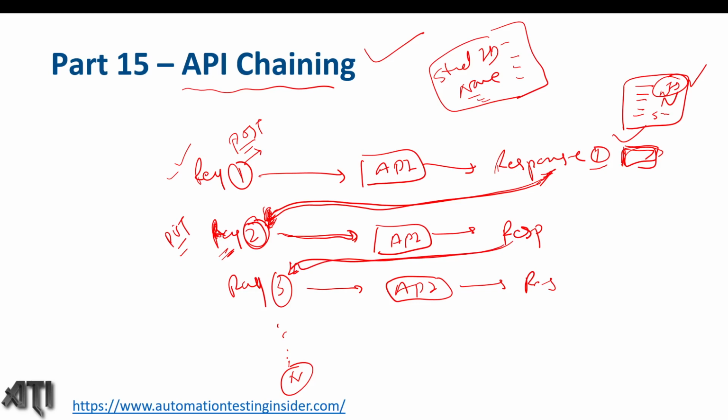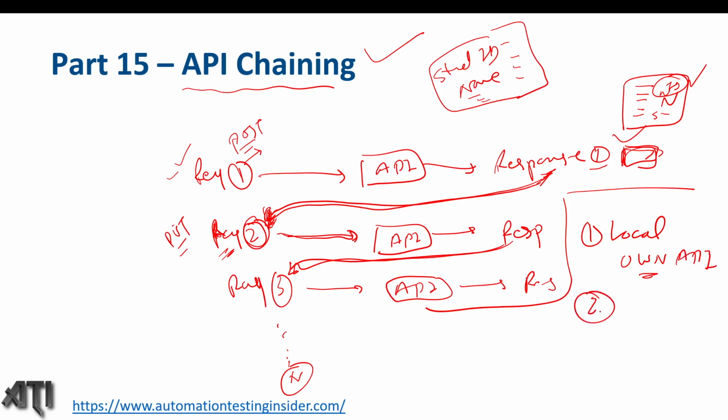It's like a chain. All API requests are interconnected with each other, and that is nothing but API chaining. We'll understand this concept in two ways, using two APIs. One is a local API, which we have already created, our own API, which we are going to discuss today. The second one is a remote API. There are some real remote APIs available for testing purposes, and using those we'll understand the concept of API chaining.